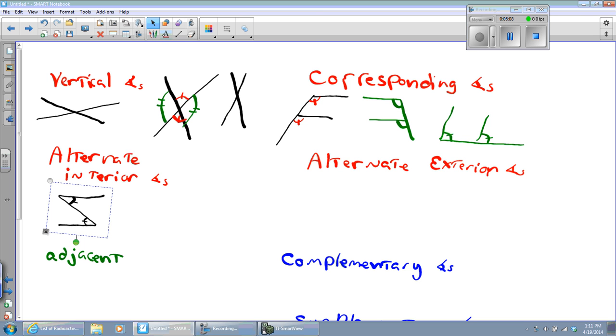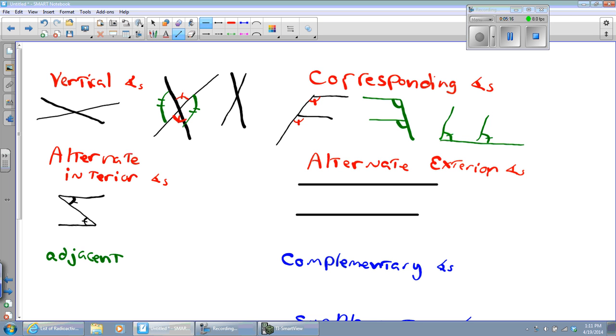Okay, alternate exterior, I don't have a letter for, but if you have two parallel lines cut by a transversal, the exterior means they're on the outside. So if I pick this angle, I'm going to go to the other side of the parallel lines, and then I'm going to alternate over the transversal, and there you go. These two angles will be the same. These two angles here will be the same. Why? Because they're alternate exterior angles. Definitely make some flashcards for these.